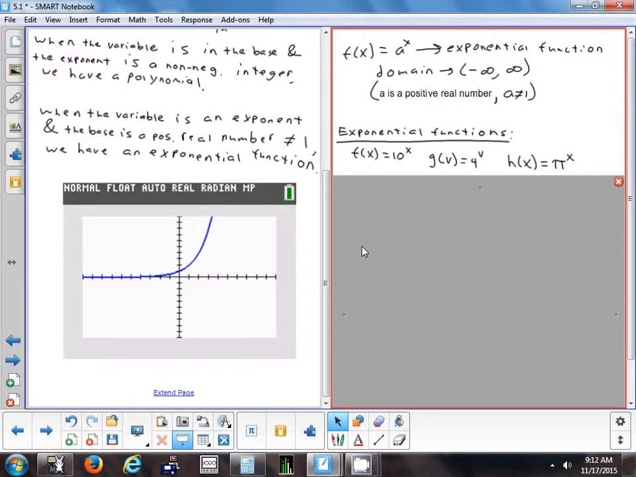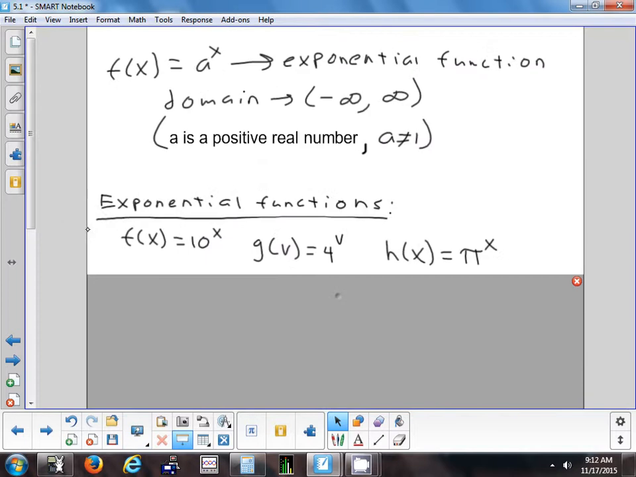Okay, on the right, those are all examples of exponential functions. Okay, 10 to the x. Do you think 10 to the x would grow faster or slower than 2 to the x? Faster. Yeah, a lot faster. Okay, 4 to the x. Pi to the x, that's 3.14 to the x. That's also exponential.